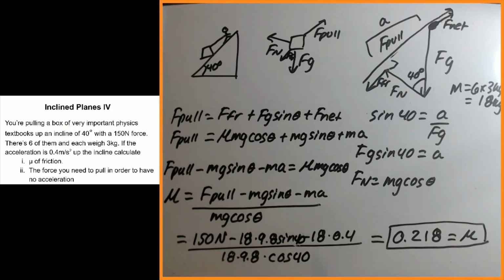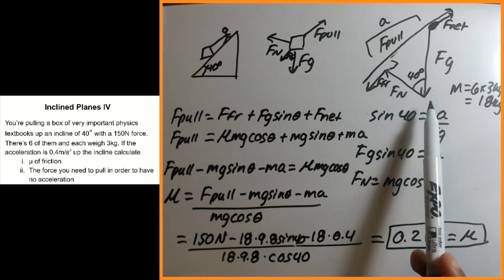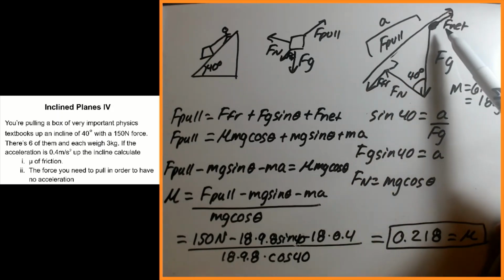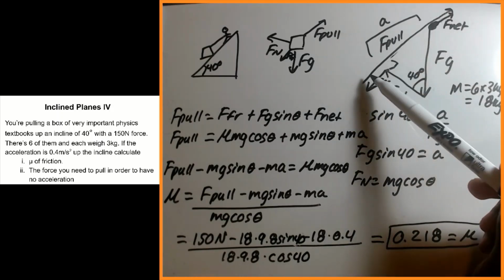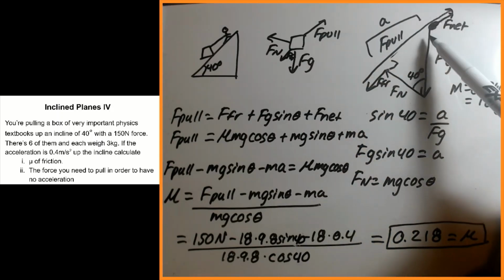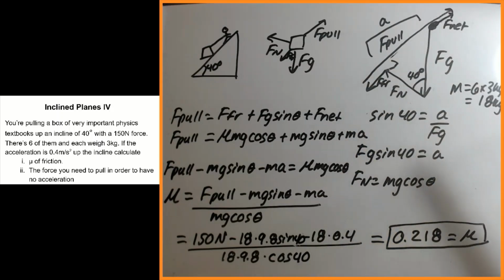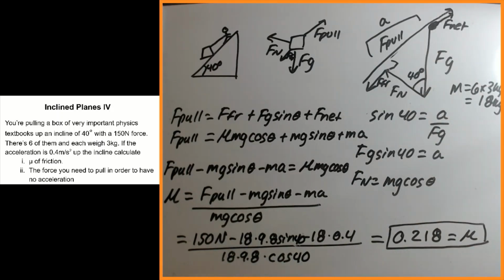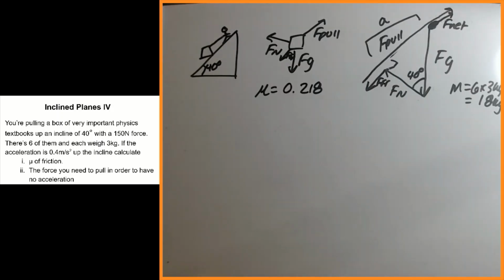All right, so the only tricky part of this question is coming up with this diagram over here. You have to notice that the acceleration is going up the incline, so you have to extend this F pull vector all the way past the beginning of the FG vector in order for you to show that the acceleration is going up the incline like that. All right, so let's go ahead and start solving the second question.